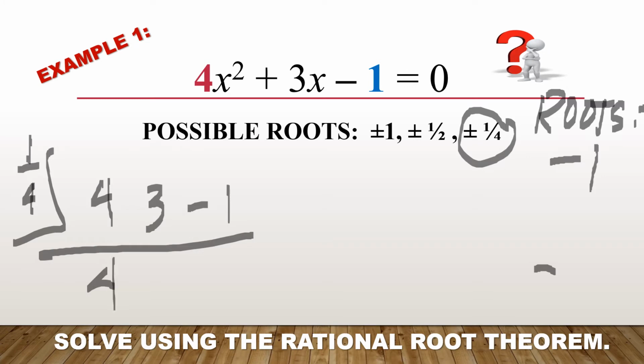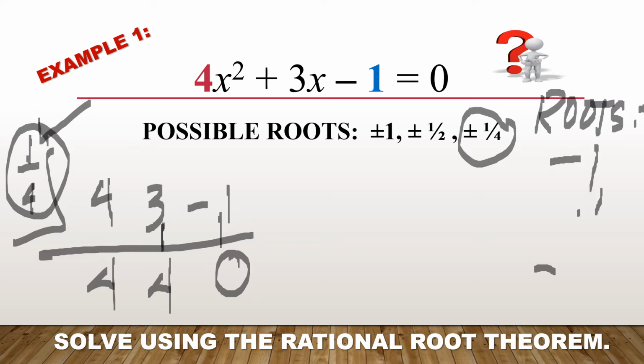Bring down 4. 4 times 1/4 is 1. Write 1 here. 3 plus 1 is 4. 4 times 1/4 is positive 1. Negative 1 plus 1 is 0. So therefore, 1/4 is a root. So let us write 1/4 here.